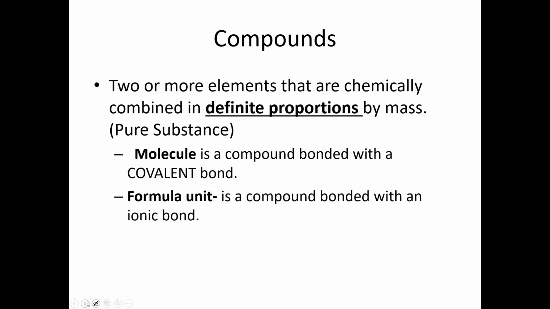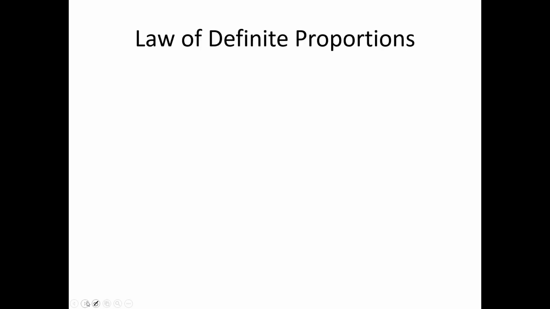A molecule is defined as a compound that is bonded with a covalent bond. This is something that's going to be very important to us when we get to bonding. A formula unit is a compound that is bonded with an ionic bond. And we're going to talk more about those when we get into bonding.